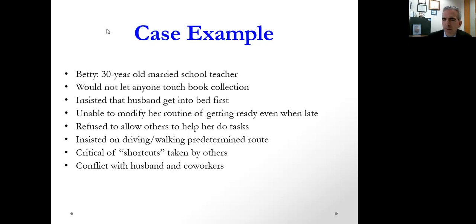She was unable to modify her routine of getting ready even when she was late. She refused to allow others to help her do tasks, so this is that difficulty delegating. She insisted on driving or walking the same predetermined route, and what was notable is that even on vacation, she would plan particular routes and not want to stray from them. She was critical of other people taking shortcuts, so there's the morality aspect, and this led to conflict with her husband and her coworkers.